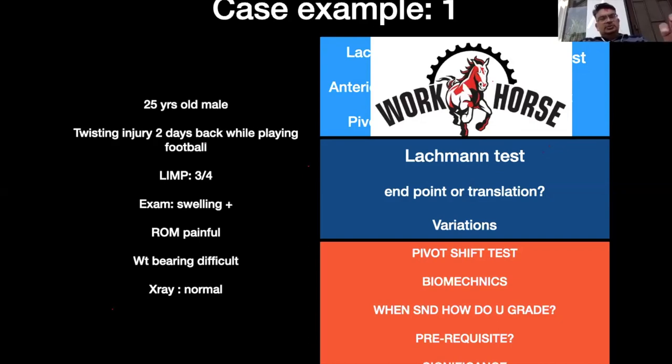But what I mean to say is that the pivot shift test is very, very essential to decide which patient can be managed conservatively or which should not be managed conservatively.